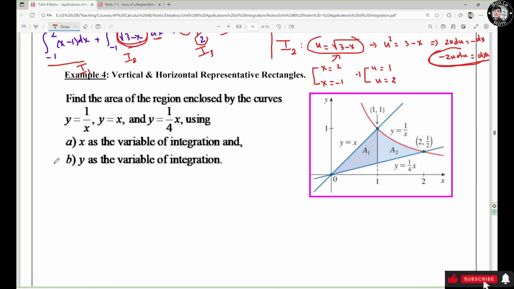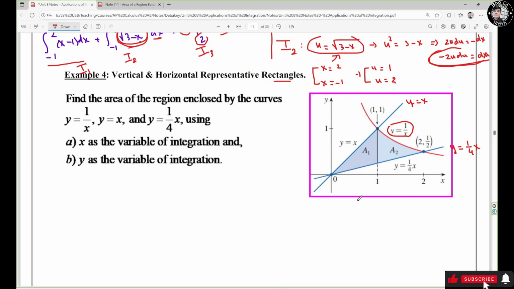Alright. Now let's move on to example number 4. Vertical and horizontal representative rectangles. Find the area of the regions enclosed by the curves y equals 1 over s. The red one right here is y equals 1 over s. Y equals s is this one right here. And y equals 1 over 4s is copied right here.